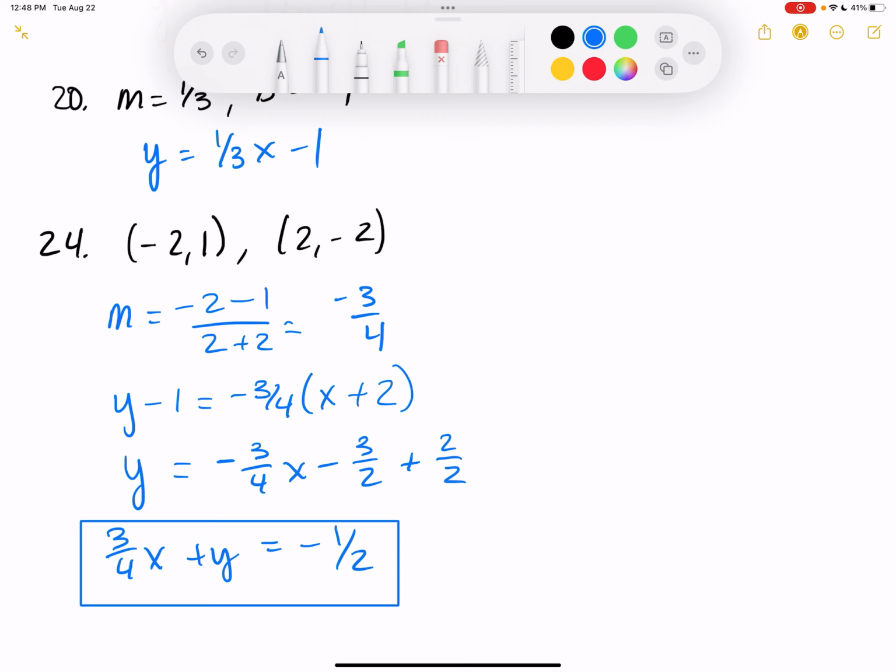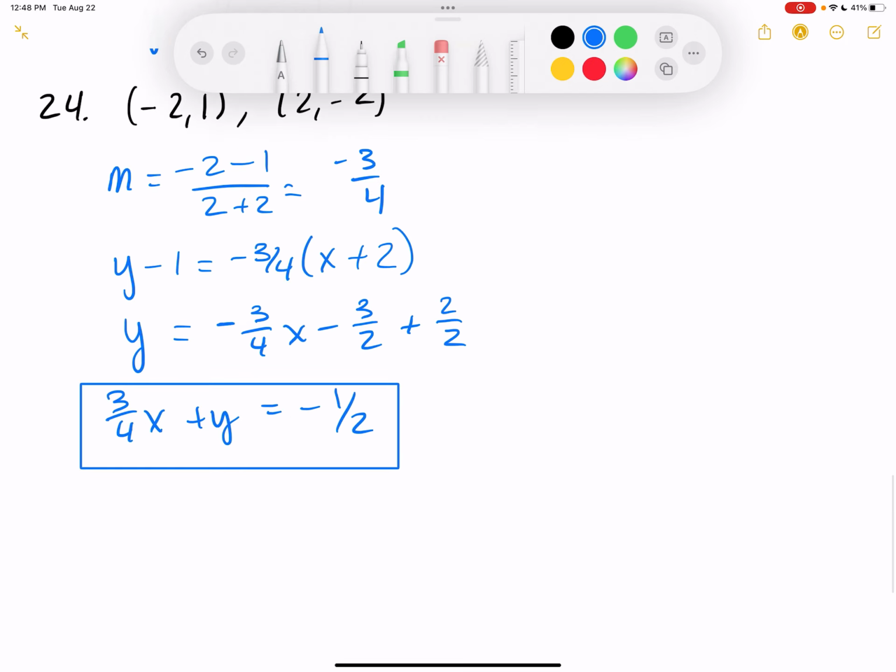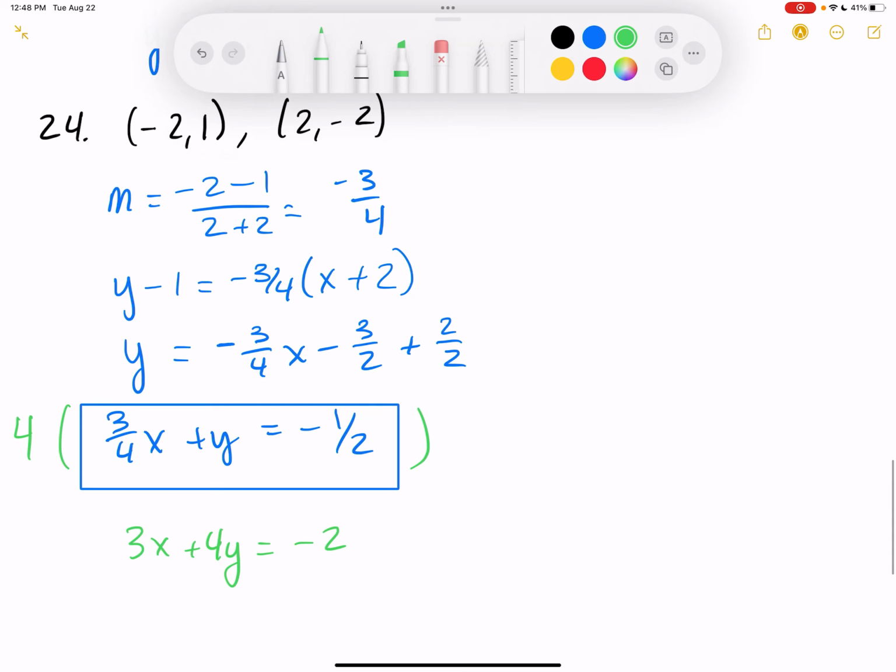Oh, I just want to point something out because the book didn't leave it this way. They went and multiplied this whole thing by 4 to basically get rid of the fractions. So they ended up with 3x plus 4y is equal to -2, which is fine. It's a way to just eliminate the fractions, and you could do it earlier on in the problem. Like we could have done it up here and multiplied everything by 4.